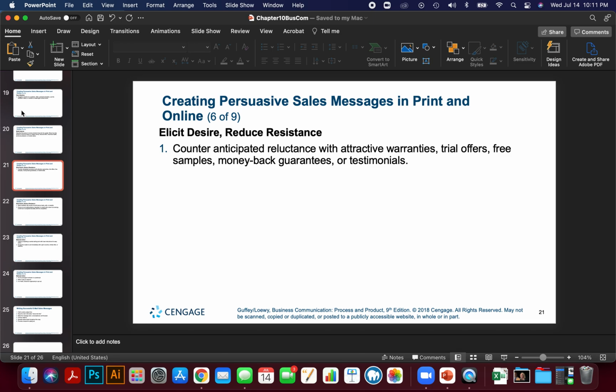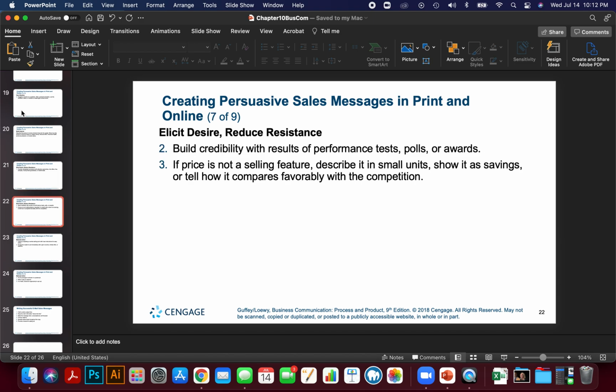Elicit desire and reduce resistance by anticipating reluctance with attractive warranties, trial offers, free samples, money back guarantees, or testimonials. Take the risk out of it. Build credibility with the results of or awards that you received. If price isn't your main feature, describe how it can be of value to somebody. Remember, value is not price. Value is how the user perceives the worth of the product versus what they paid for it.